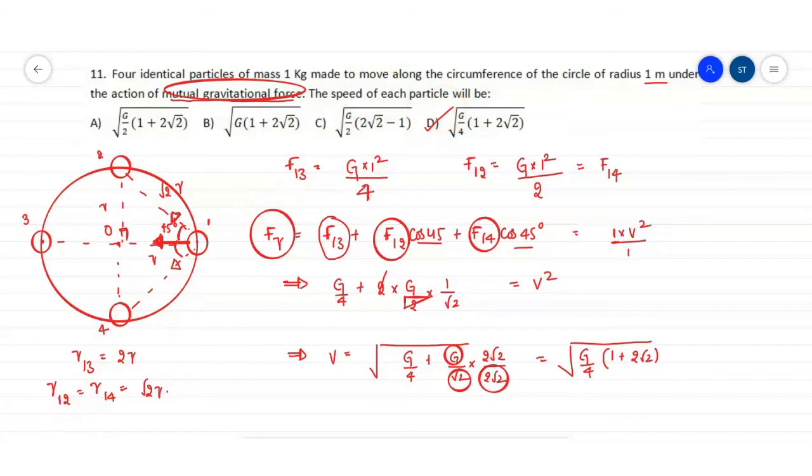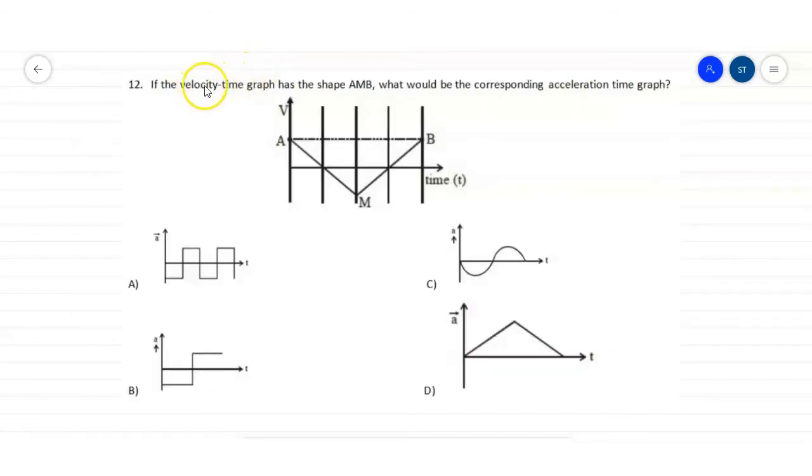Hello everyone. The question given is, the velocity time graph has the shape A and B. What would be the corresponding acceleration time graph? So the main point which we are going to use here is the slope of velocity versus time graph. The slope of velocity versus time graph will give us acceleration.